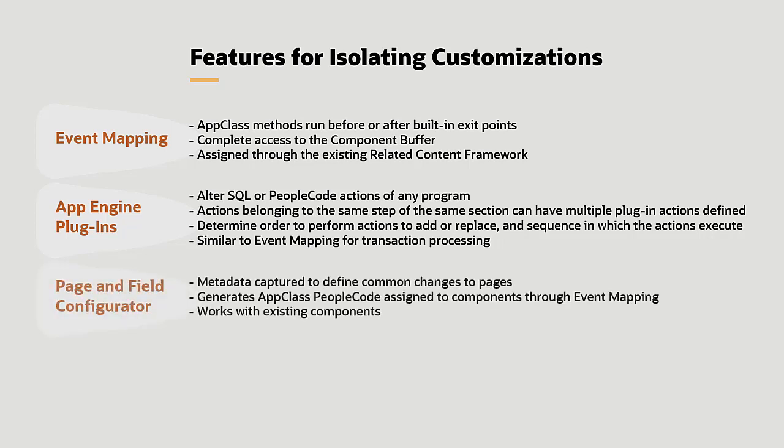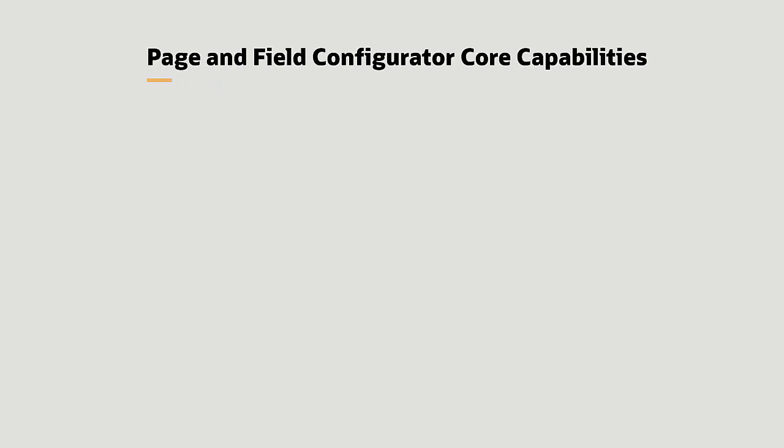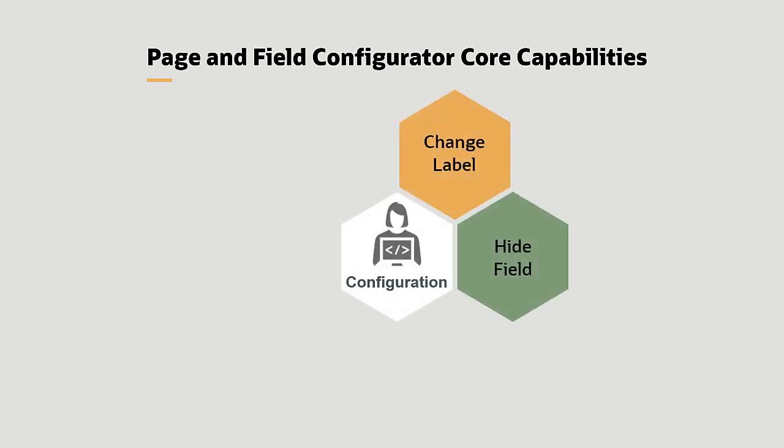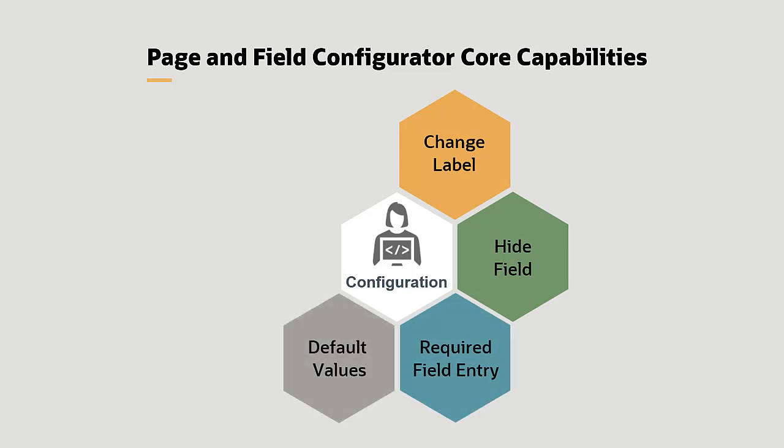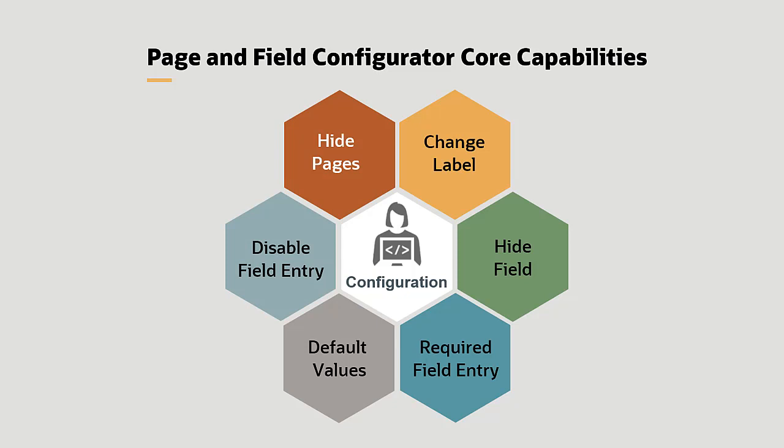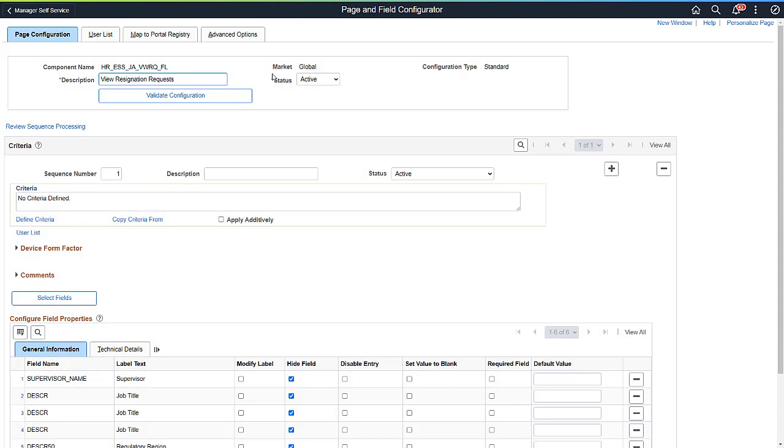Page and Field Configurator is a simple tool that can be used by functional experts. It addresses the most common types of customizations that customers make. In addition, it now has features specifically geared to fluid and different form factor considerations. Page and Field Configurator provides a straightforward user interface that enables subject matter experts to change labels, hide fields, make a field required, provide default values for a field, make a field read-only, hide pages, and much more. You can even apply many of these types of changes in combination, or base them on specific criteria so some users see one set of changes, while other users see a different set of changes. Behind the scenes, Page and Field Configurator creates PeopleCode that is implemented through event mapping, but it doesn't require coding or technical expertise, and can be used by functional people.